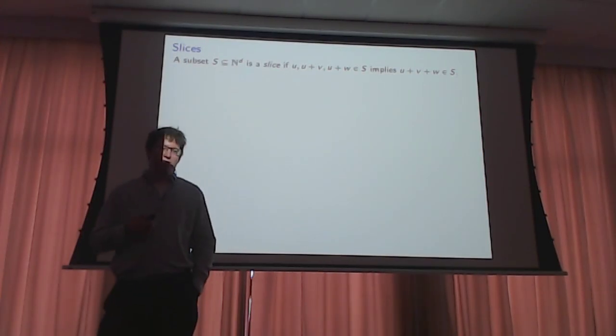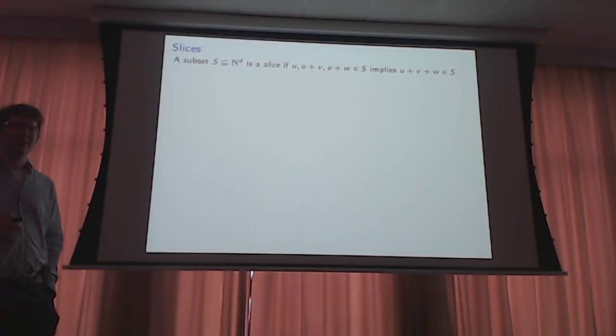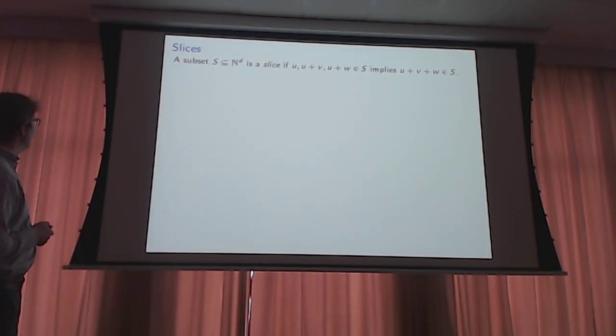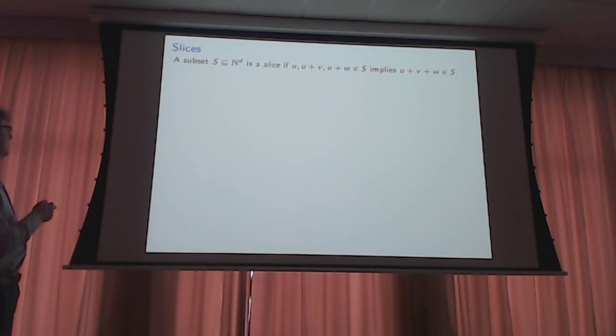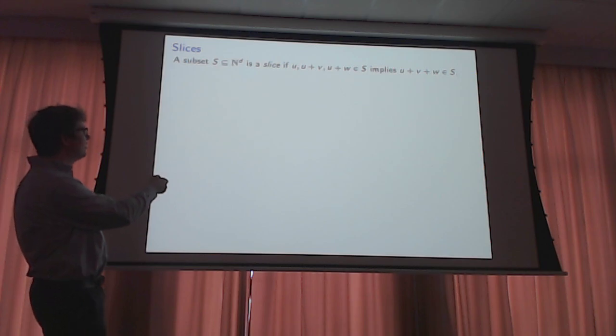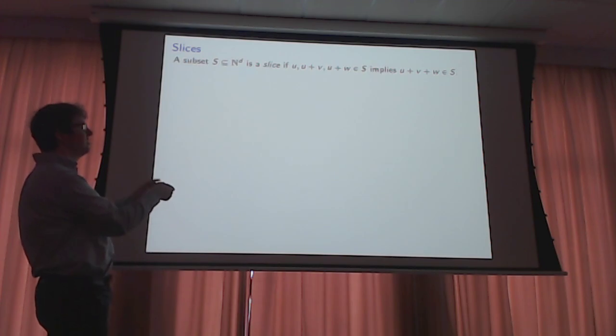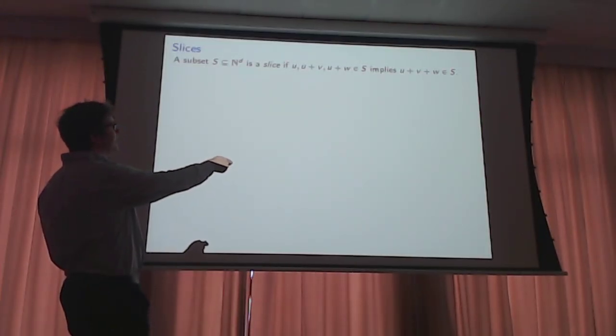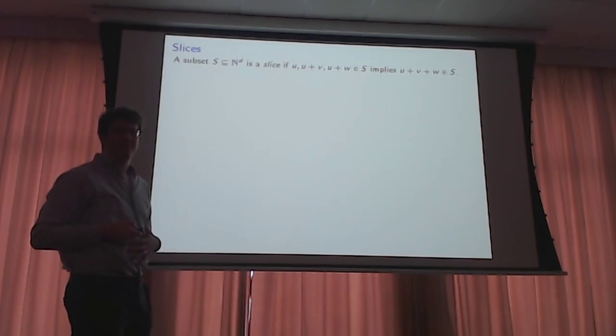All right, and the proof uses a very nice concept called slices, which for some reason have been ignored in the literature for many years. I'm not sure why. So what is a slice? A slice is a set of vectors with a particular closure property. So whenever you have a vector u in your set, and you have a vector u plus v in the set, so these differences are always natural numbers, so u plus v is another way of saying it's larger than u, and u plus w is also in the set, then you can also add both of these differences.